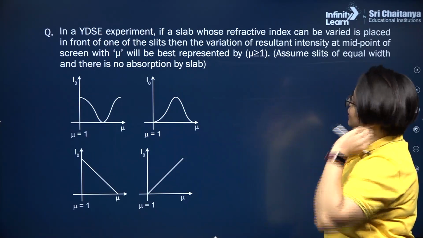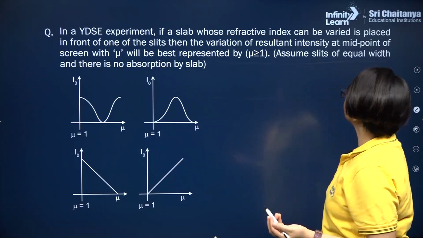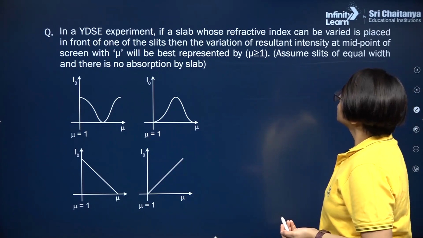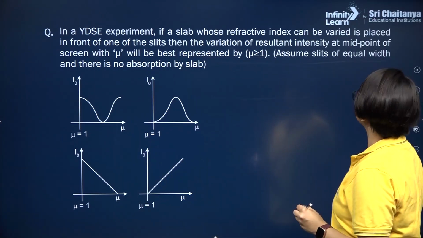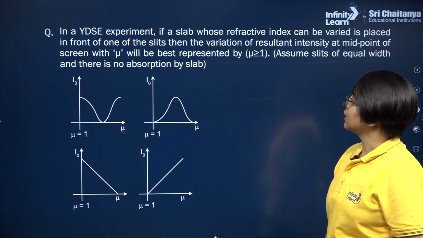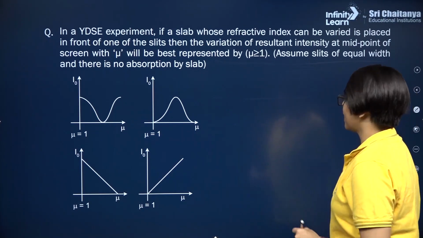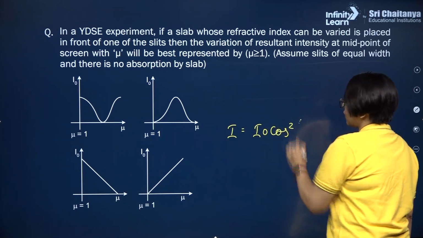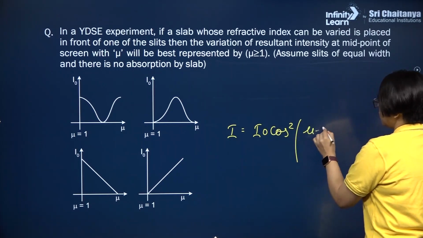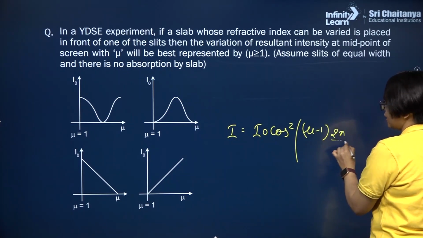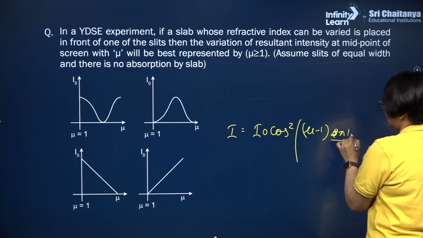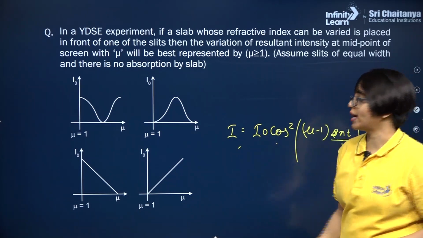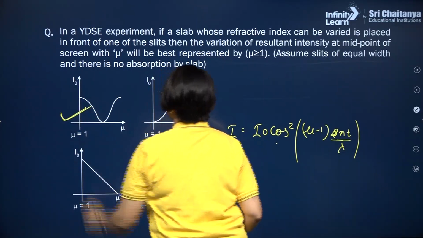Next is, in YDSE experiment, if a slab whose refractive index can be varied is placed in front of one of the slits, then the variation of resultant intensity at the midpoint of the screen with mu will be best represented by. So, over here I is given as I naught cos square of (mu minus 1) into 2 pi t divided by lambda. Okay, so over here you can see that it is varying as per cos square. So, the best representation is option 1.